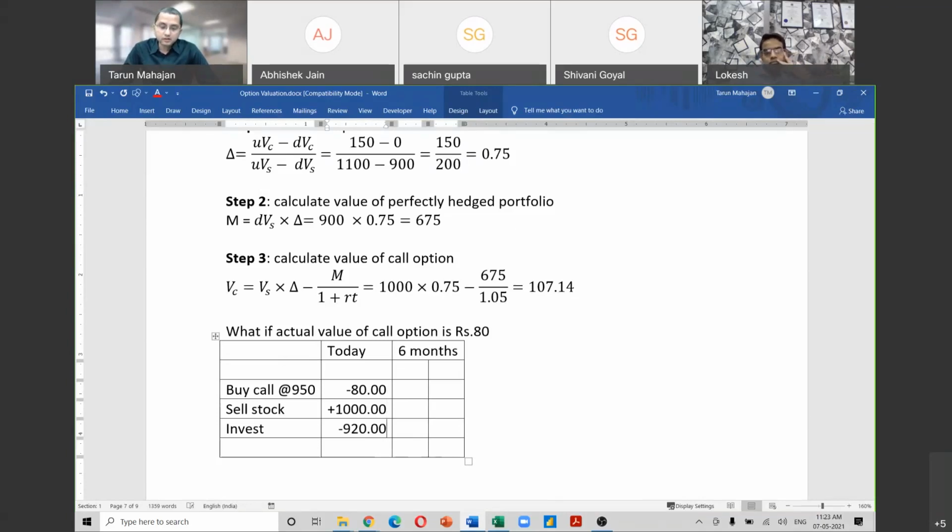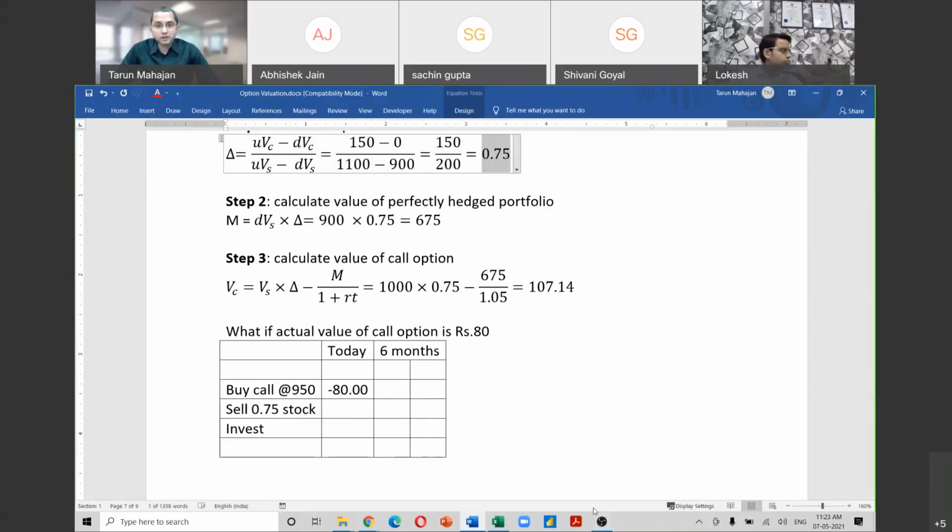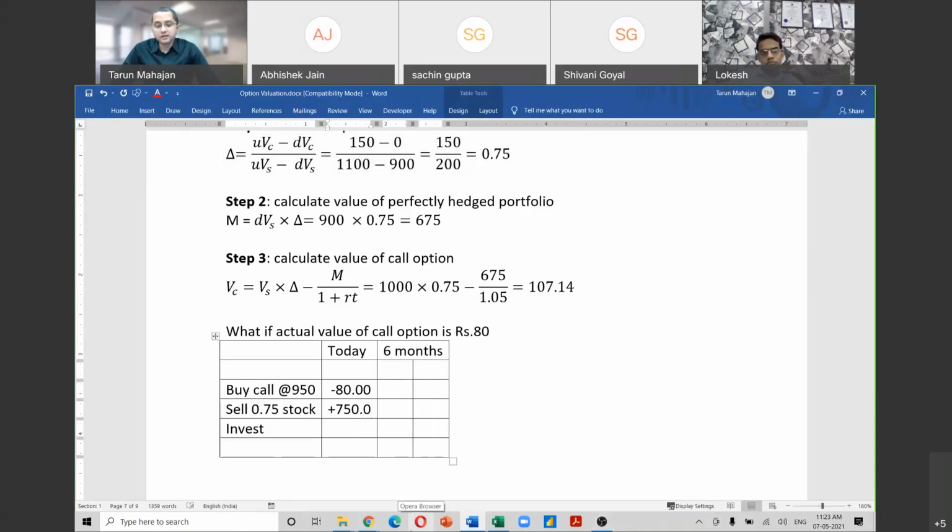It is advisable to make investment of this 920 rupees of surplus. But I will like to make an amendment to it. I'm sorry. If I buy one call, I'll sell 0.75 stock. So that's the strategy. Delta is the hedge ratio. For one option, you don't need one share. You just need 0.75 shares. So here you will sell 0.75 share and you'll get 750 rupees. So here it is 750 minus 80, which is equal to 670. Hence I will invest 670 rupees.